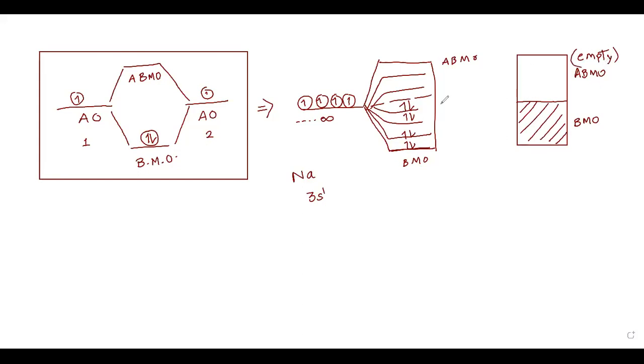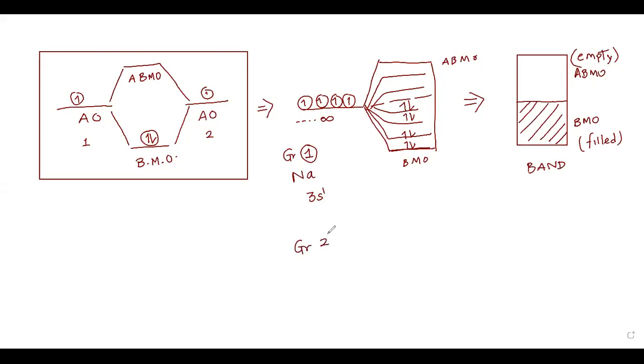What you see here, a highly simplified diagram, is known as a band. This is what they call band theory. This is the lower band, which is filled with electrons. This is the upper band, which is empty. This is the case for a group 1 element.